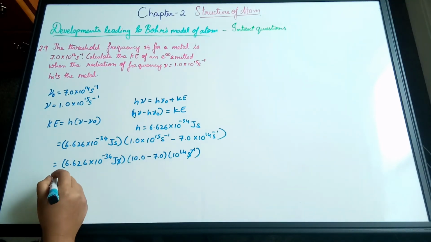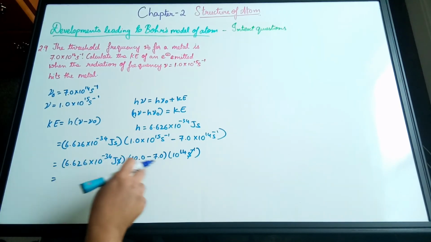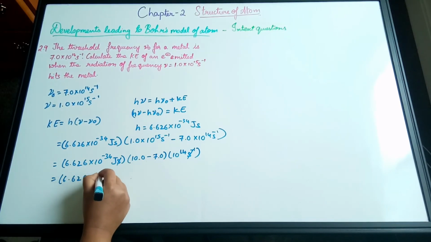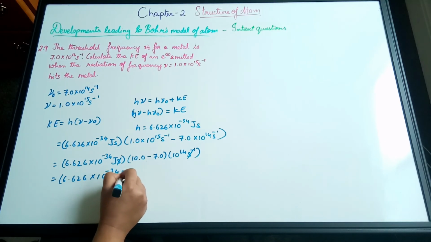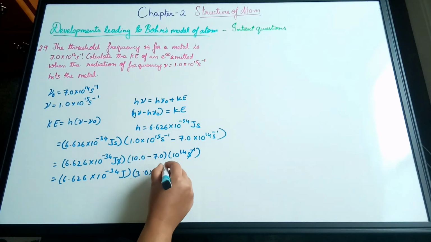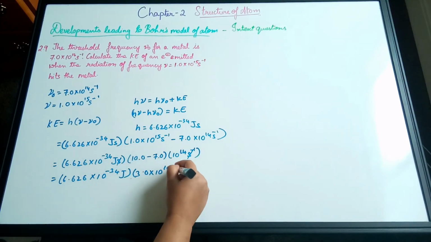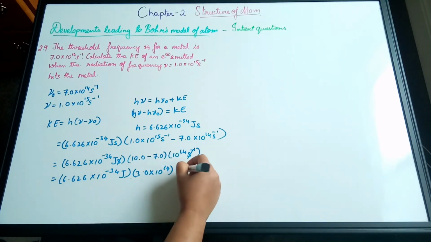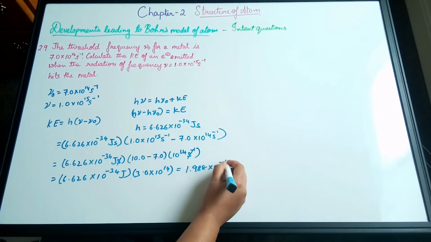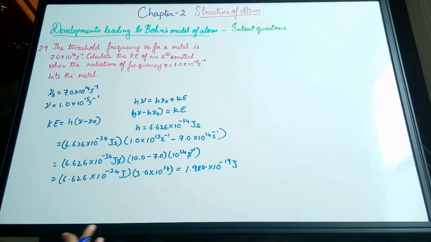and this second inverse can cancel with seconds and you'll get 3 over here. Let me just write it down so that you can understand: 6.626 into 10 to the power minus 34 joules into 3.0 into 10 to the power 14. Second and second got cancelled. Okay, so this gives us this value, and this is equal to 1.988 into 10 to the power minus 19 joules.